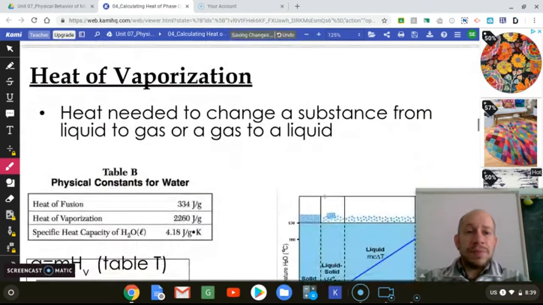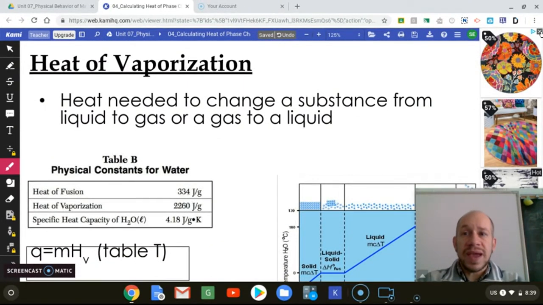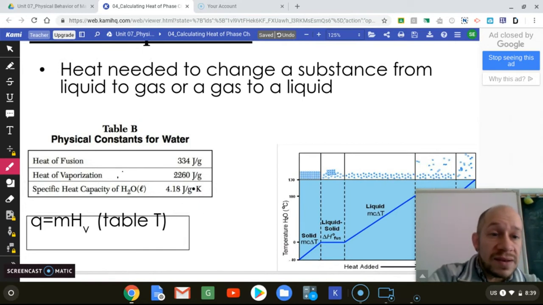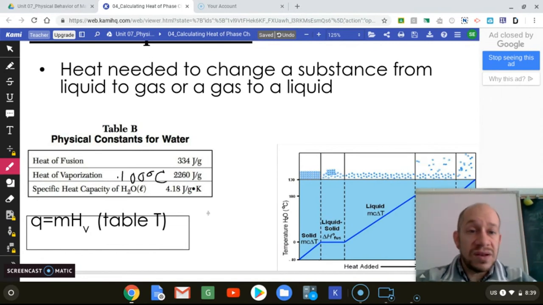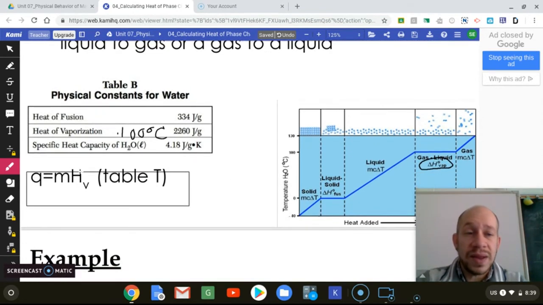All right, the heat of vaporization, in contrast, is the heat needed to change a substance from a liquid to a gas or from a gas to a liquid. And the physical constants for water has the heat of vaporization for water. And so when water vaporizes or boils, that's at 100 degrees Celsius. So you can add that into your reference table right there. And so that's when we're going to use this formula up here, when we're going from gas to a liquid or a liquid to a gas. And on table T, you'll see that formula is very similar to our heat of fusion, except it's H sub V instead of H sub F.